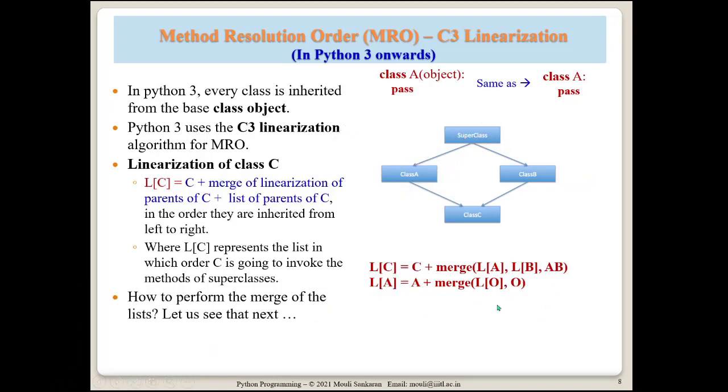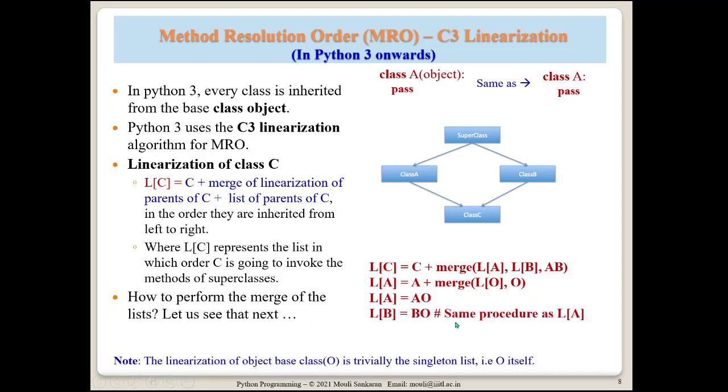Now I'm sure you can construct LB. LB will be what? Replace A by B: B, LO, O. It is going to be the same as what you see in LA. Okay, LB is given because now, okay, wait a minute. How do you go to merge it?